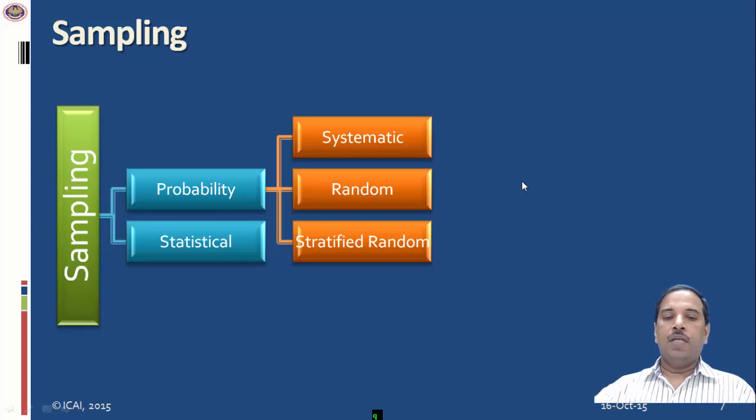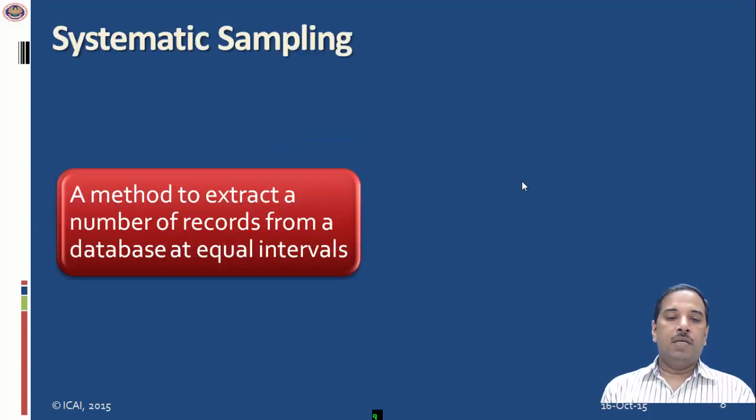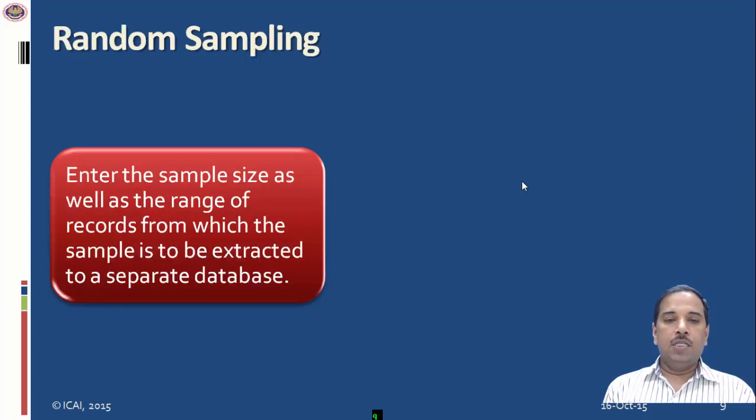The next option is sampling. Sampling is of two types: probability based and statistical. Probability based sampling can be further classified into three types: first, systematical sampling; second, random sampling; third, stratified random sampling. Systematical sampling is a method to extract a number of records from a database at equal intervals. Second is random sampling. Enter the sample size as well as the range of records from which the sample is to be extracted to a separate database.